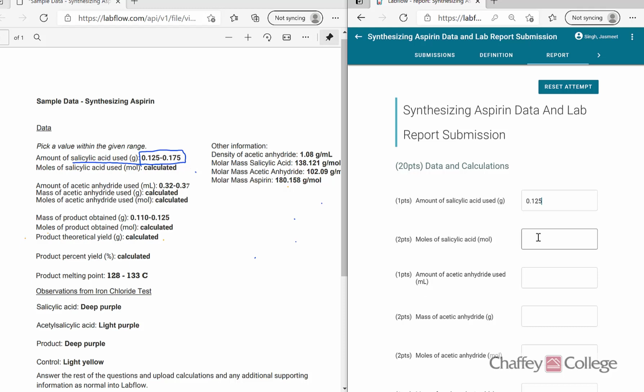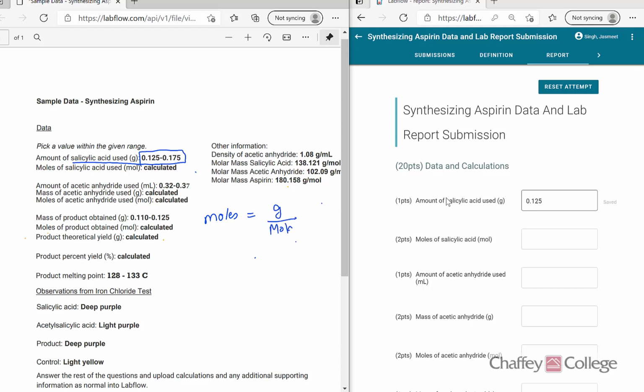Next is moles of salicylic acid. So when we know the grams of any compound, we can calculate the moles easily. I'm gonna write the easy equation. So moles of any substance is equal to grams of that substance divided by molar mass. So if you use this equation, you can calculate moles of any substance as long as you know the grams, as long as you know the molar mass.